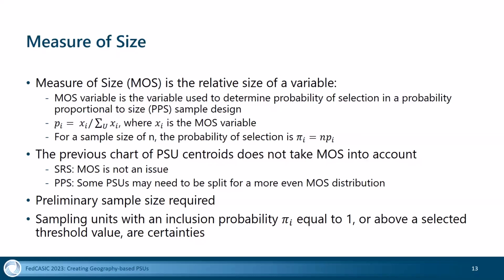I've given the formulas here. I don't think we need to go into them because I believe that the presentations will be available. And again, if you're doing a random sample, this isn't necessary. It does require some estimate of what your sample size will be, at least a preliminary sample size. And for those of you who are not that familiar with sampling, anything with an inclusion probability equal to 1 is automatically included. It's a certainty PSU census value.